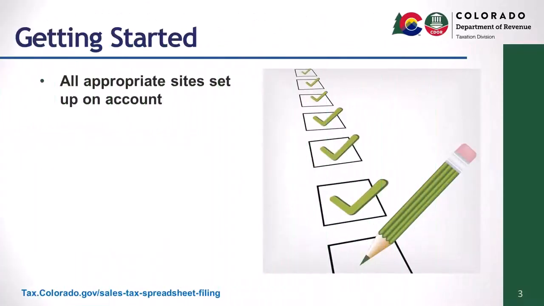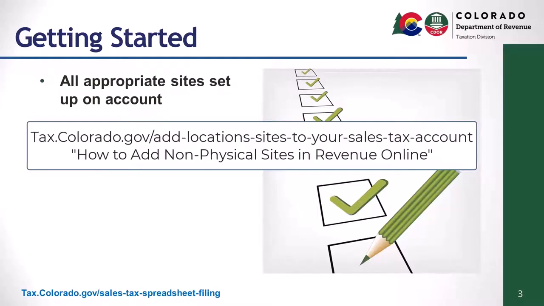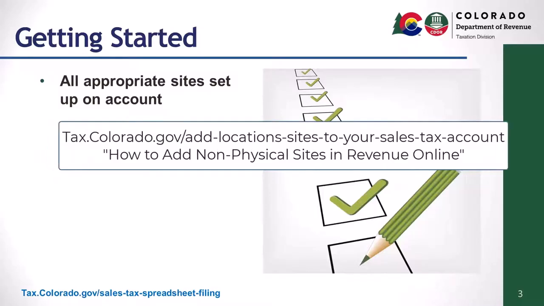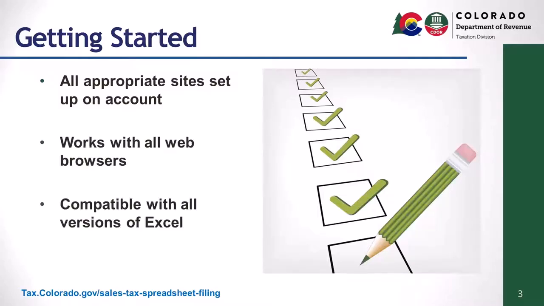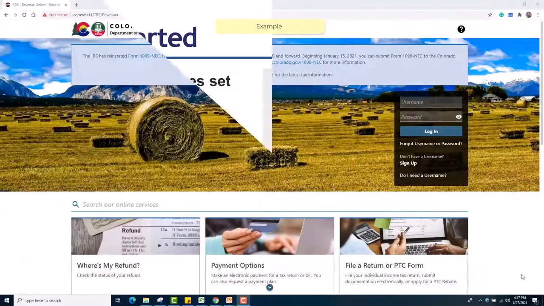Before we get started, please ensure you have all of your sites set up on your sales tax account. If you do not have your site set up, pause this video and watch the video titled How to Add Non-Physical Sites in Revenue Online. Once all of your sites are set up and on your account, we will be ready to get started. Please note, this filing procedure is designed to work with all web browsers and all versions of Excel.